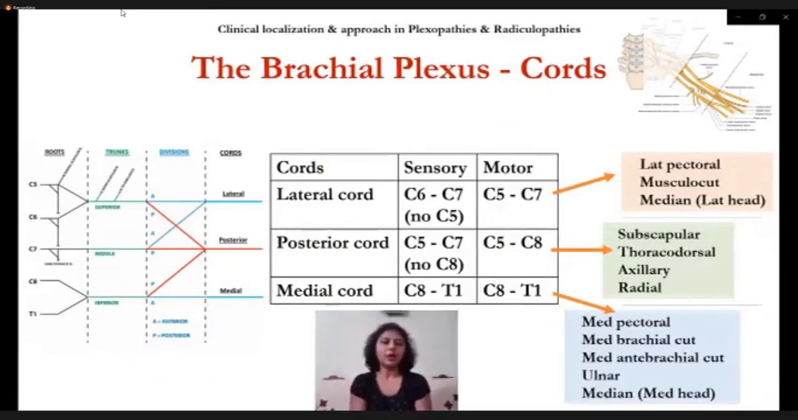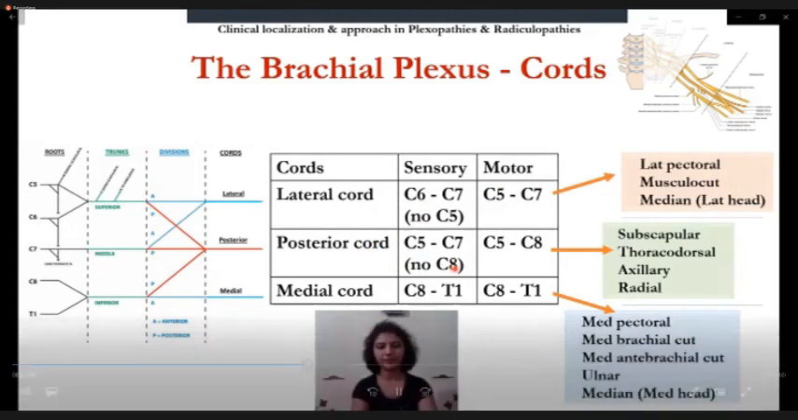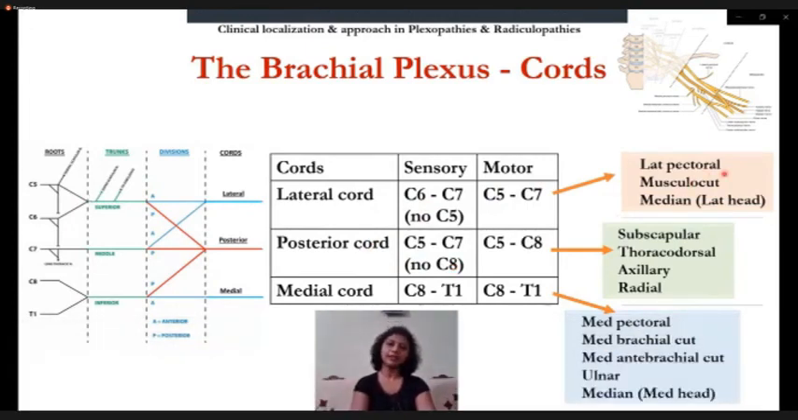And then we have the three cords, which are the medial, lateral, and the posterior cords. They are located in the proximal axilla around the axillary artery. The lateral cord is formed by the union of the anterior divisions of the upper and the middle trunks, and it comprises the C6 and C7 sensory fibers and C5 to C7 motor fibers. Remember here that there are no C5 sensory fibers in the lateral cord, rather they are represented in the posterior cord. The lateral cord gives off the lateral pectoral nerve, the musculocutaneous nerve, and the lateral head of the median nerve.